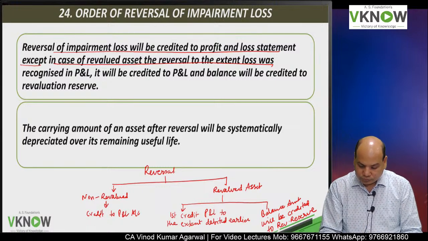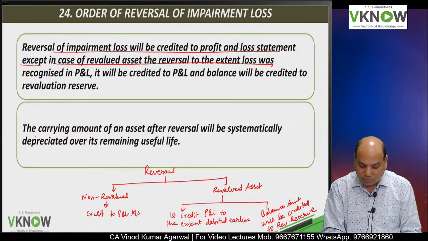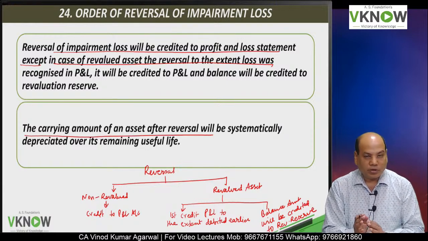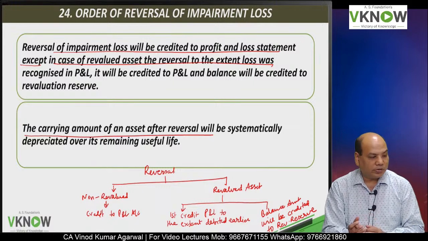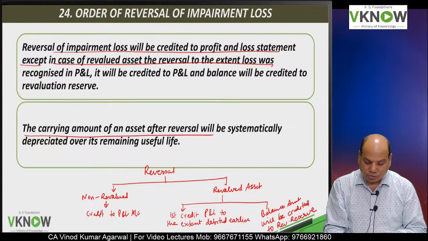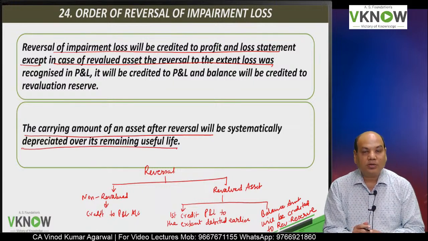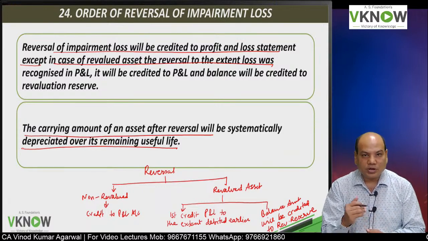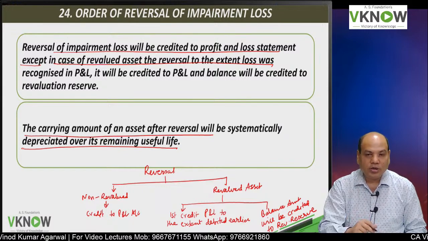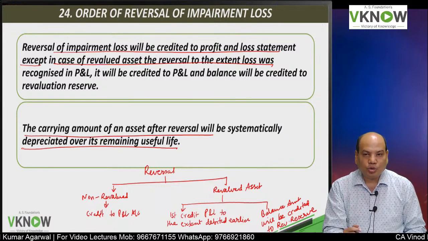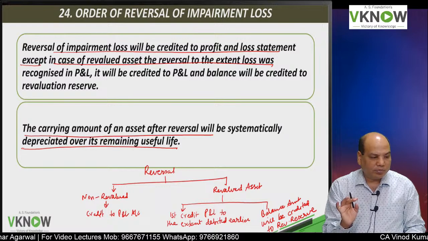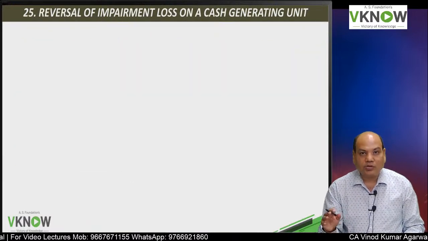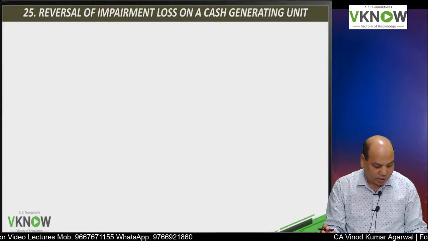So what will happen to the carrying amount of the asset after reversal of impairment loss? After reversal of impairment loss, the carrying amount will increase. What will happen to depreciation? Depreciation will also increase. Depreciation will be provided on the revised carrying amount over the remaining useful life. But because the carrying amount has increased, the depreciation charge for future years will also increase.